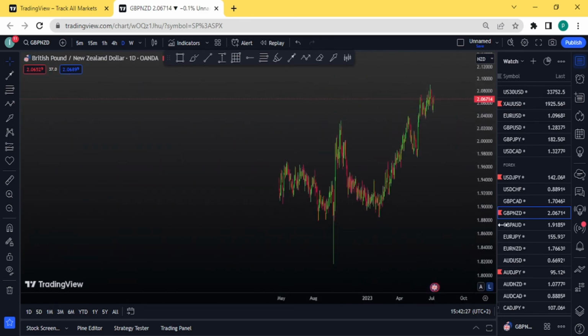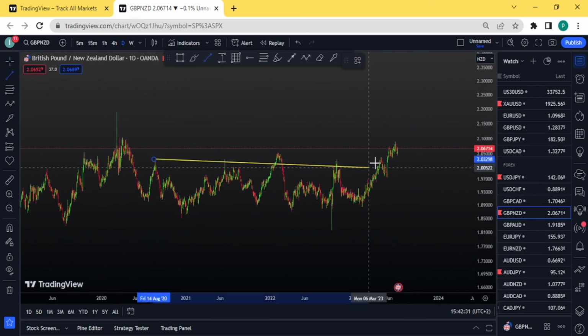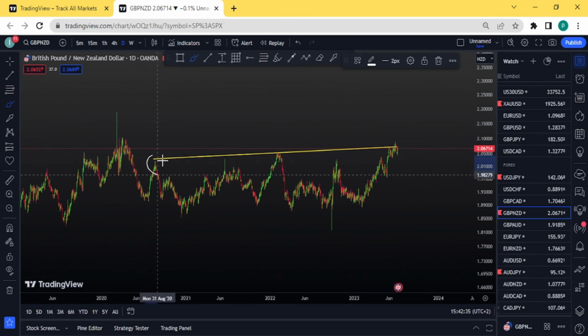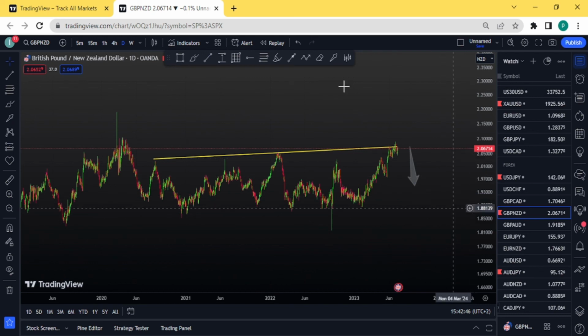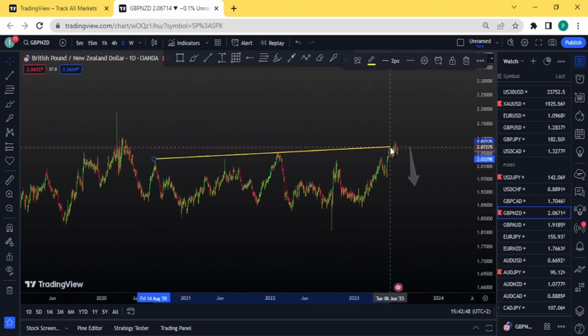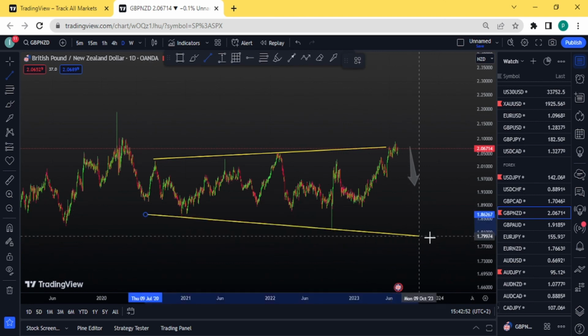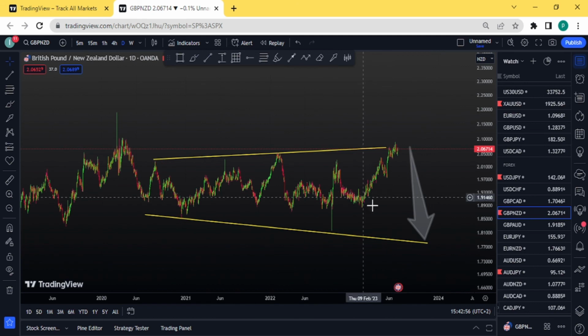So let's go to pound NZD. On pound NZD, what you can see is that we are having this trend line. Price acted as a resistance here, and now it is also acting as a resistance here. So we are looking to short from here. However, we don't short just because price is at the resistance. We short once that resistance has been confirmed for us to short. And our target is going to be here.